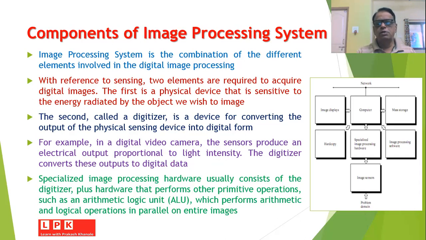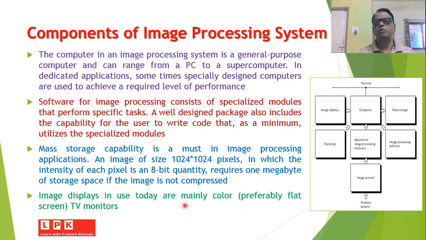We have some specialized image processing hardware also. Many times your computer system or your mobile phones will have special hardware, and this hardware will consist of some processing units such as an arithmetic and logic unit. This arithmetic and logic unit will perform the arithmetic and logical operations in parallel on the entire image. Whenever you want to achieve high-speed processing of digital images, you can make use of some specialized hardware. So many image processing systems will consist of such specialized hardware.